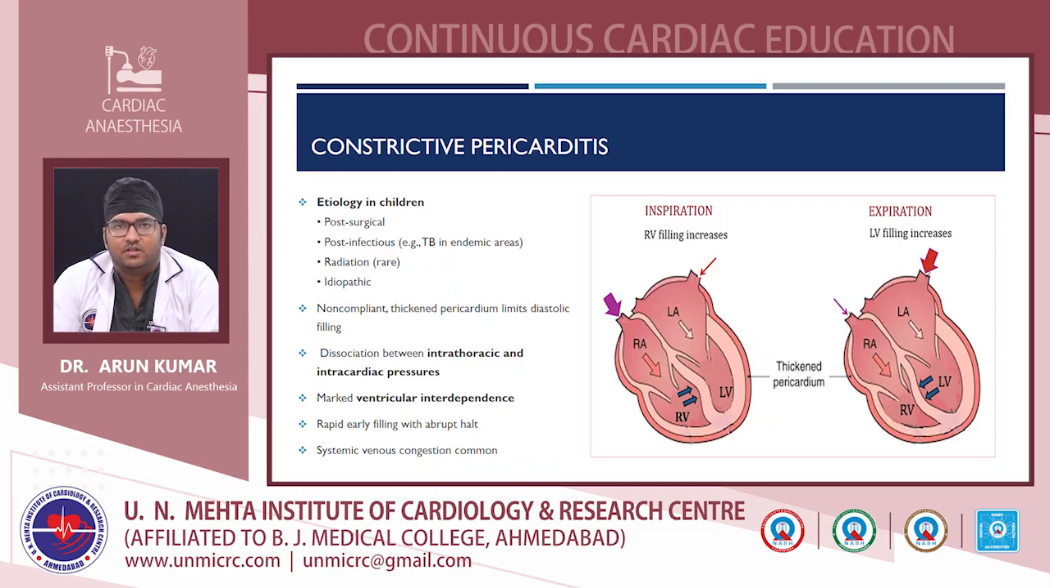The goal of TEE in constrictive pericarditis is not just to show a thickened pericardium, but to prove constrictive physiology. In this image you can see that during inspiration the right side of the heart receives more volume, but it is limited by the thickened pericardium. To compensate, the interventricular septum shifts towards the left to accommodate the more volume. The opposite occurs during expiration. All these we can correlate with echo findings.